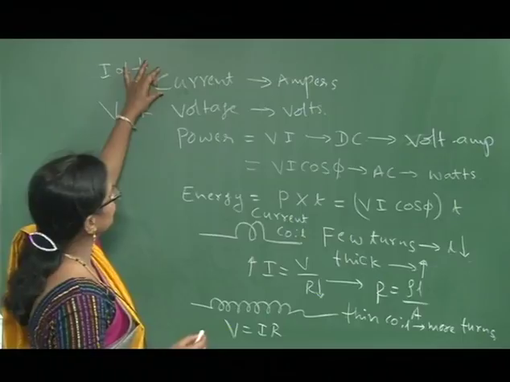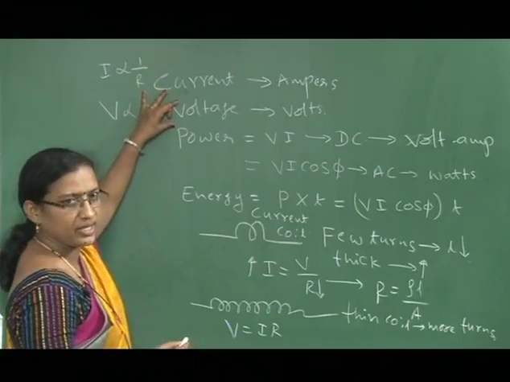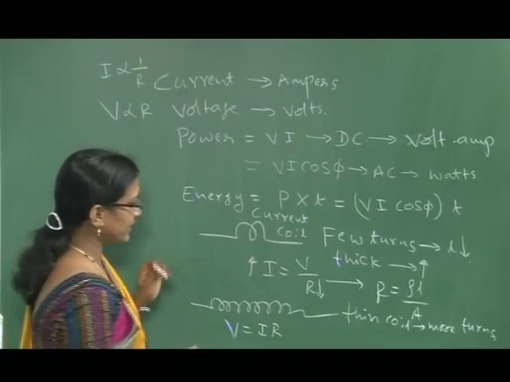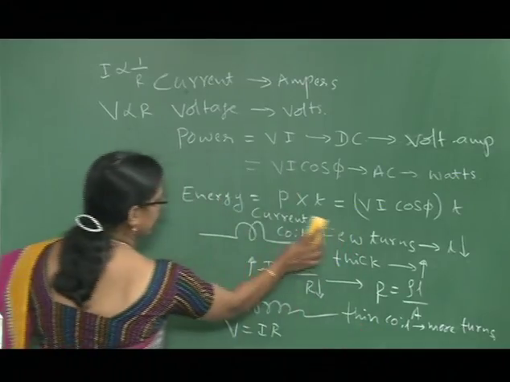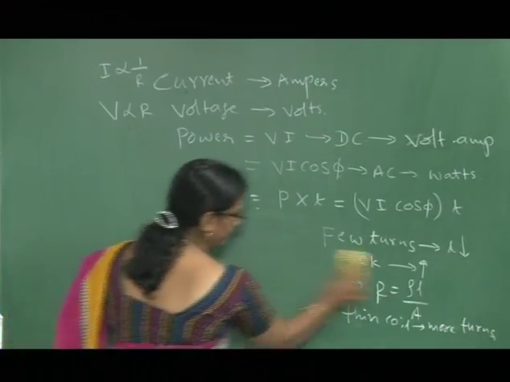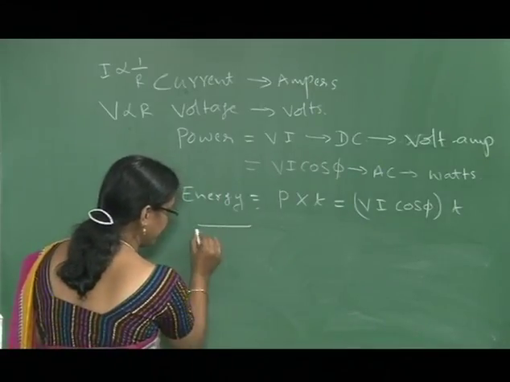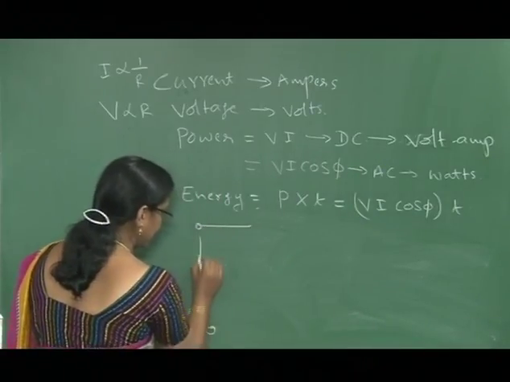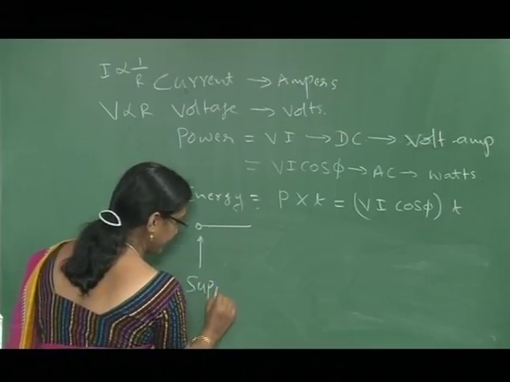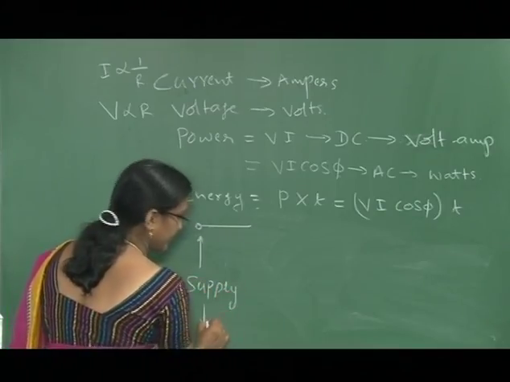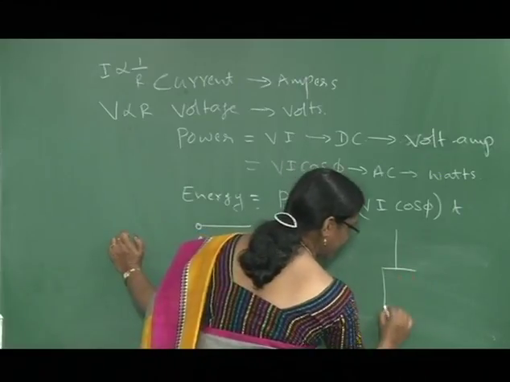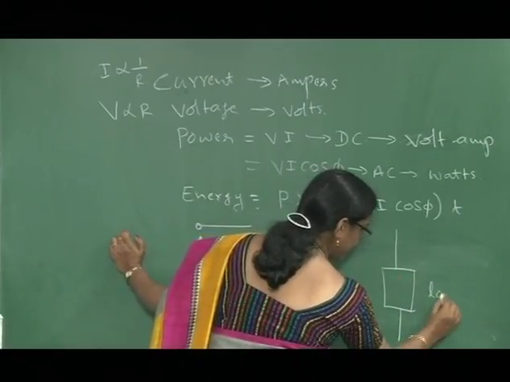Now you have to use both the current coil and the voltage coil. How exactly do you use both in the case of a wattmeter? See how I am going to connect. Here the supply is given, this is the supply to the circuit, and then you connect a load to this.